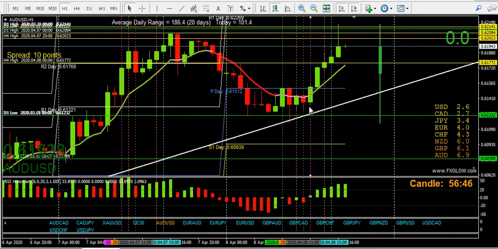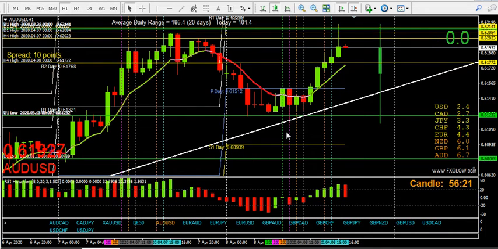So, yeah, very tricky now. H4, H1. High, low. Is that low lower than that green candle? Yeah. So there's the H1 reversal.